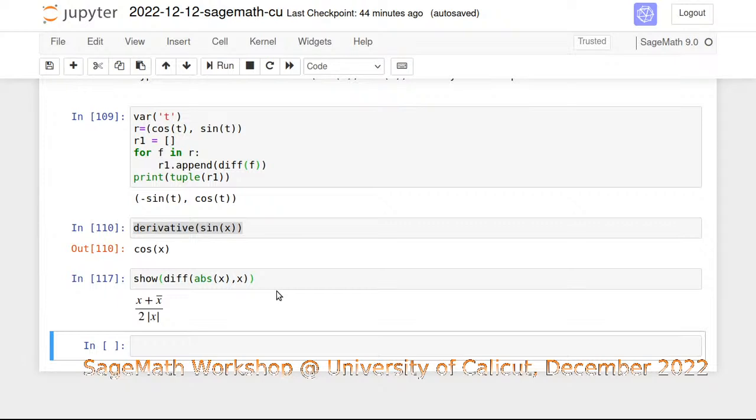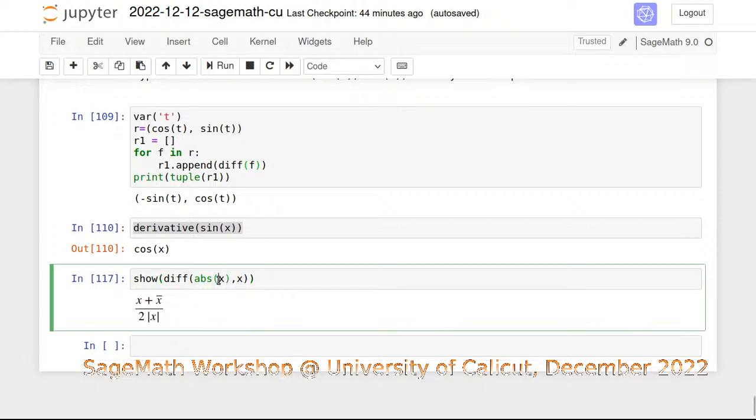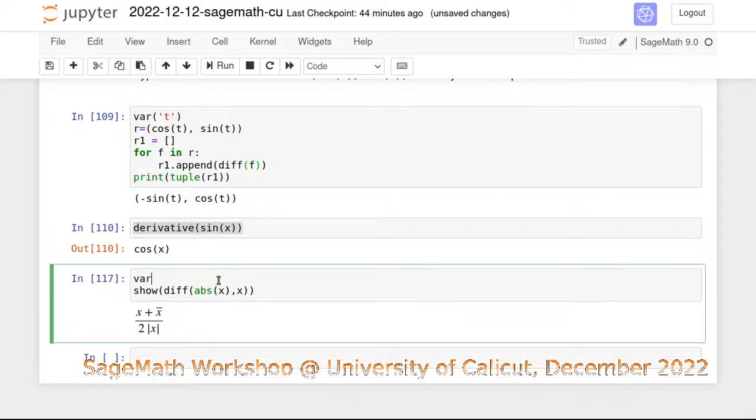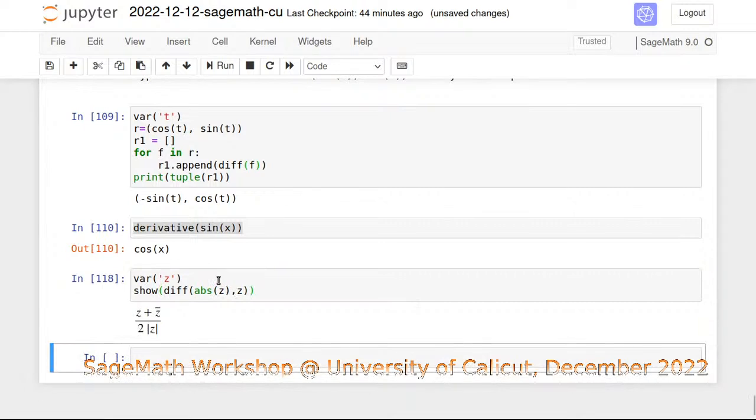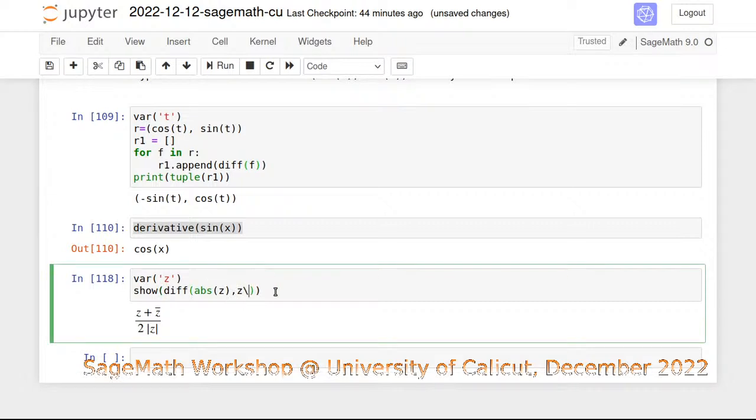So in that case, what Sage might be thinking is that absolute value of x is a function. If you take absolute value of z, we are much more comfortable with that z notation. There is not much difference. I am not saying that there is any difference. So if you try to define it with respect to x, that is not going to work because Sage doesn't know.